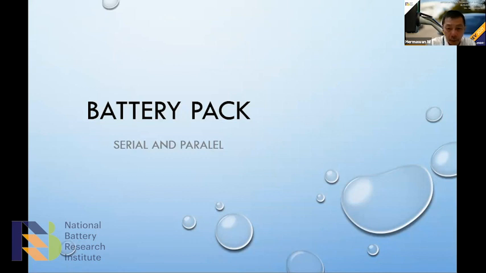First, about the EV tech. Basically, for the EV we need the battery, but the battery is not a single cell. The cells will be designed or configured in series and parallel. And then we need the basic knowledge about series and parallel, because this has a lot of consideration before you make the spec.